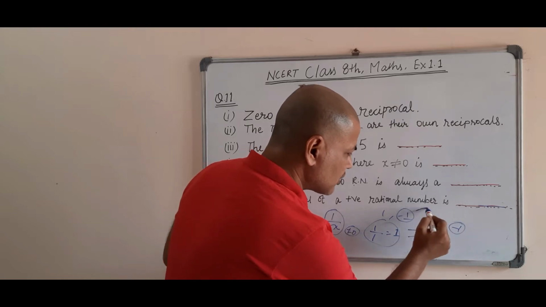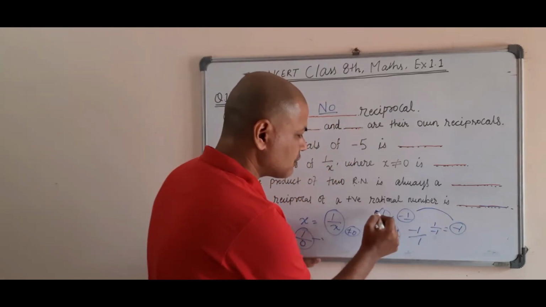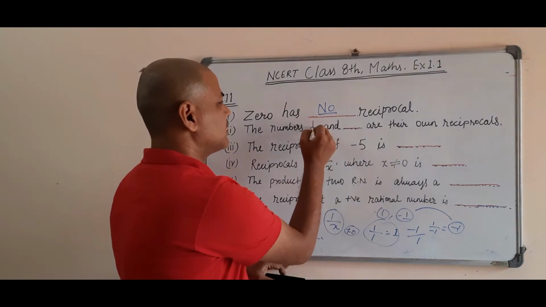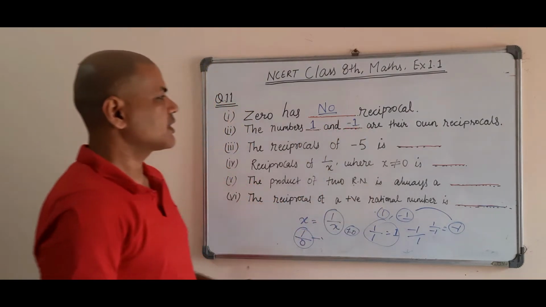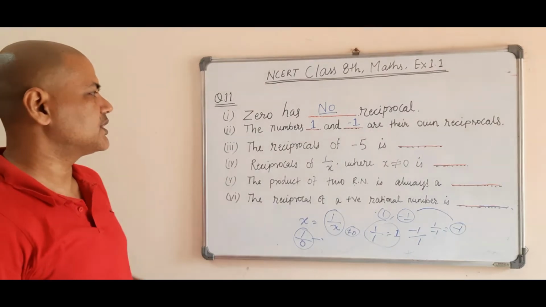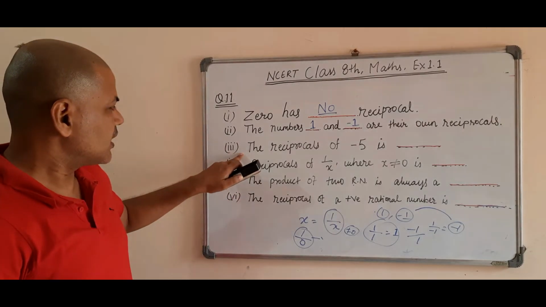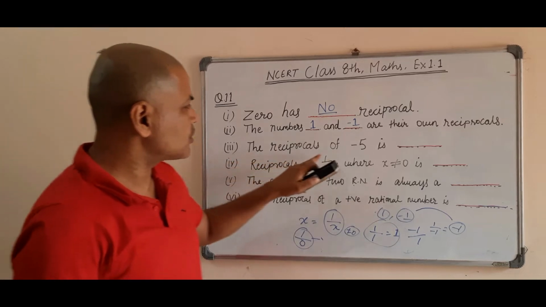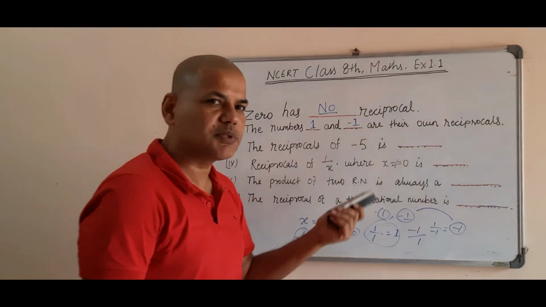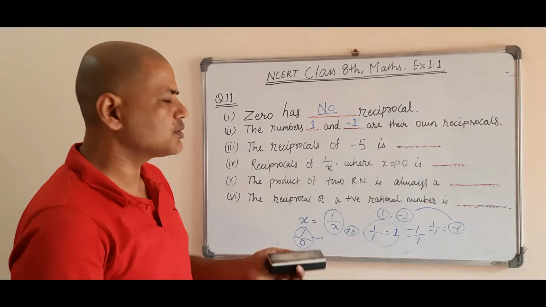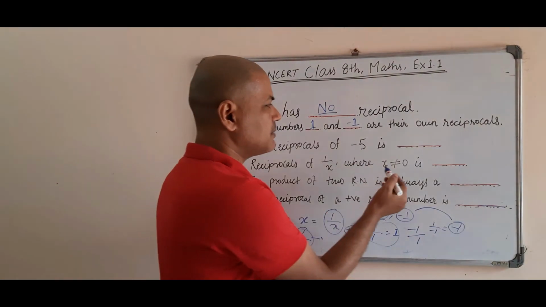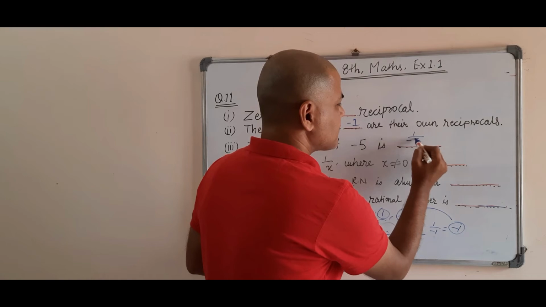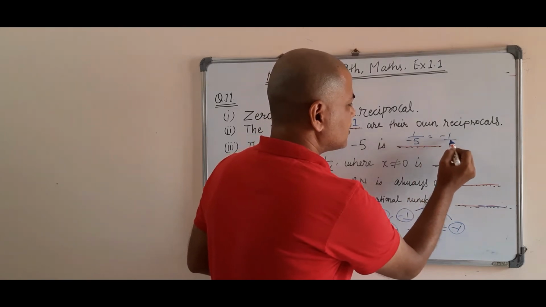So the reciprocal of minus 1 is minus 1 and the reciprocal of 1 is 1. So these are the two numbers which are the reciprocal of themselves. Next is question third: the reciprocal of minus 5 is, this is very simple. You know that the reciprocal of x is 1 by x. So the reciprocal of minus 5 is 1 by minus 5, or you can write it as minus 1 by 5.